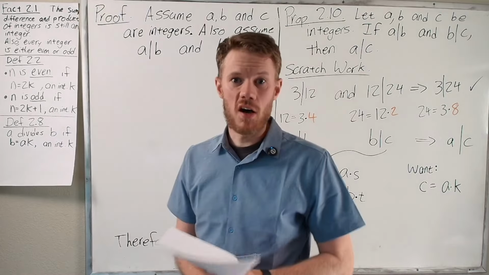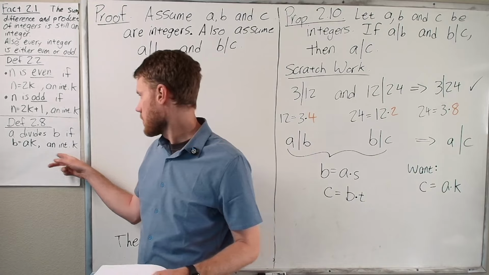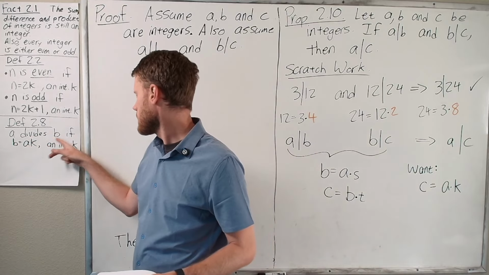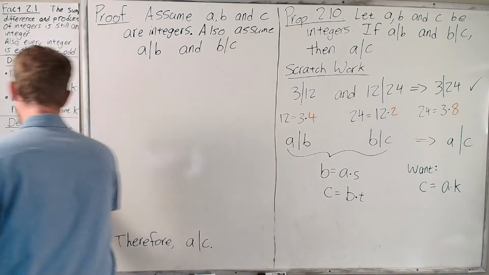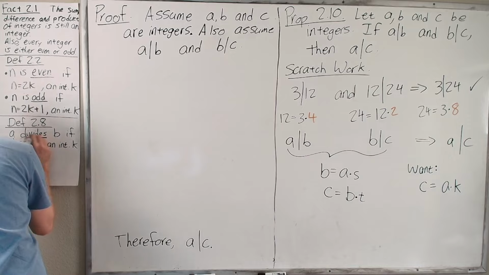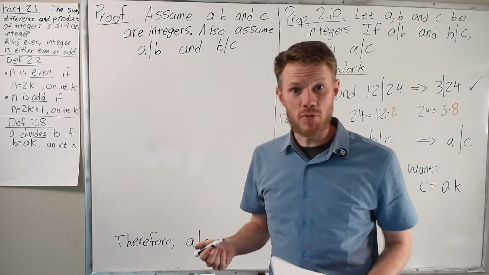All right, I ended up pausing the video. I moved definition 2.8 over here. So A divides B if B equals A times K for an integer K. Underline that. Okay. And here I started the proof.